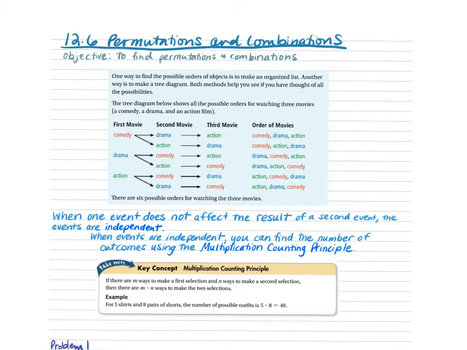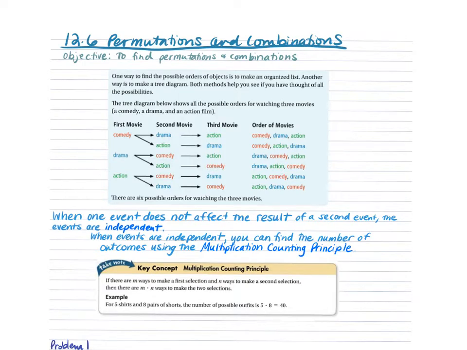Here's an example. Say you're trying to figure out the possible orders that you could watch movies. 3 different movies. One's a comedy, one's a drama, and one's an action film. One way to figure out how many possible orders to watch them is to make a tree diagram like this. If comedy is first, then either drama could be second or action could be second. If drama is second, then action is third. If action is second, then drama is third. So those are 2 possibilities, right?